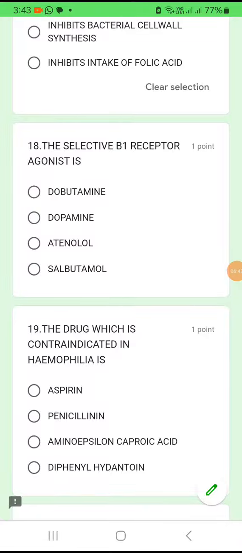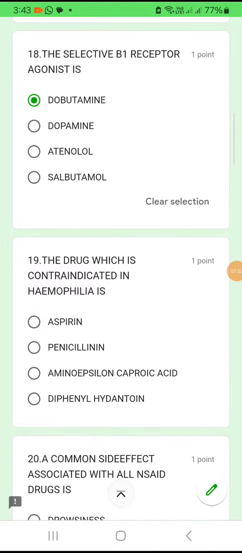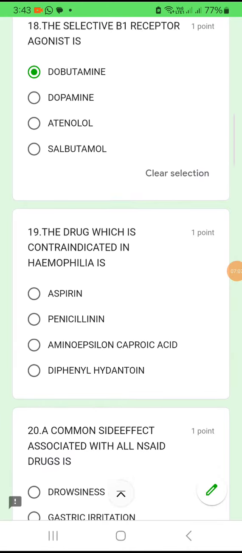Question number 18. The selective B1 receptor agonist is, so B1 receptor agonist, which drug? Dobutamine or dopamine or atenolol or salbutamol? Selective B1 receptor agonist is dobutamine. Okay, when you look into the pharmacology, dobutamine is B1 receptor agonist.